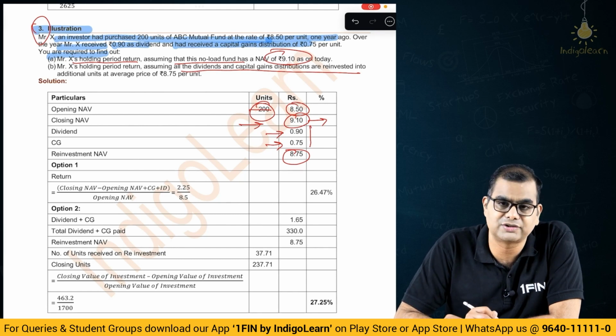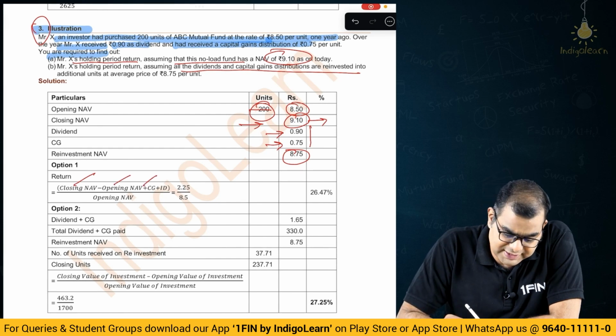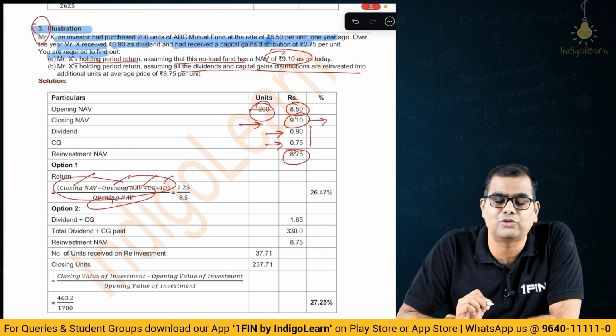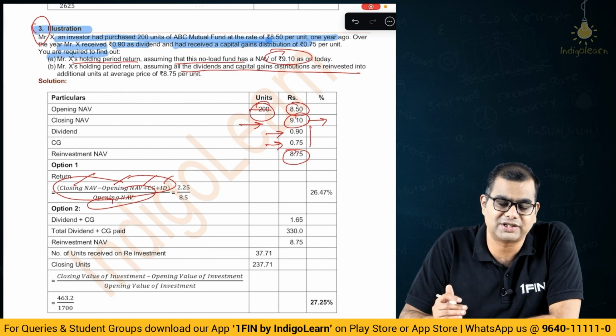So holding period return, what is the formula? Closing NAV minus opening NAV, basically the increase in NAV, plus any capital gains plus any dividend that is received. So that is the numerator. Denominator is your opening NAV. It is very simply the increase in net asset value and the increase in cash that you have got.